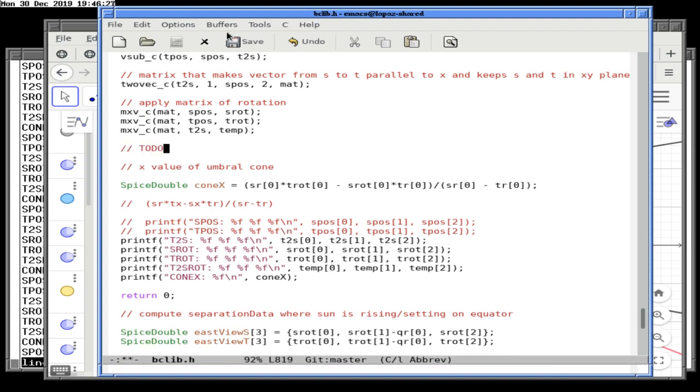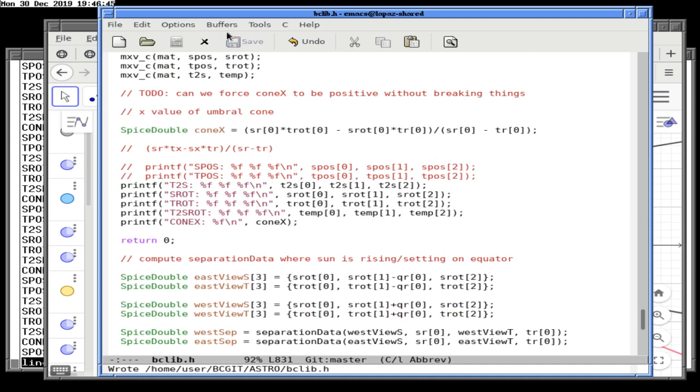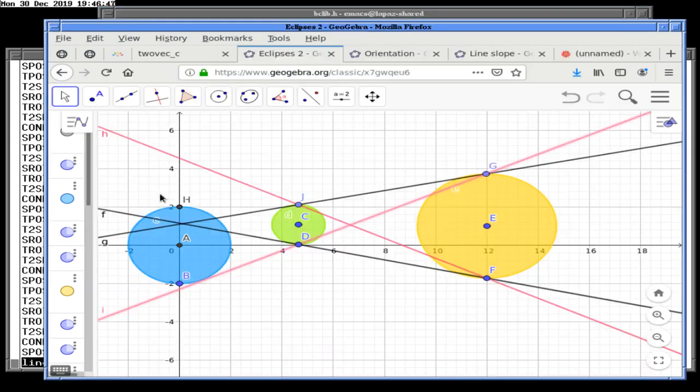Put it in here, BC Lib, to-do. Can we force cone X to be positive without breaking things? And I think we can, depending on how we define break and things. Okay, so now we sort of know where this point is. Our diagram is 100% great now.